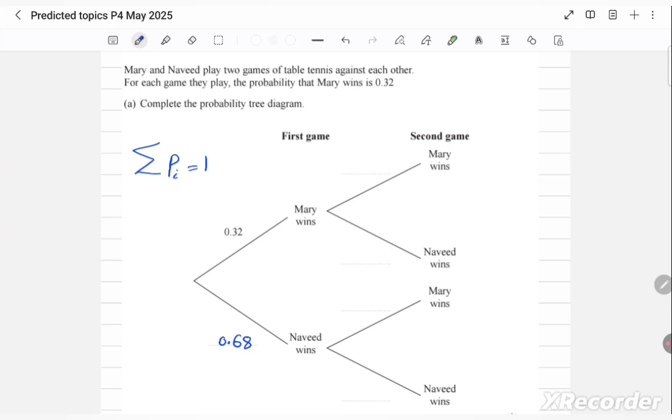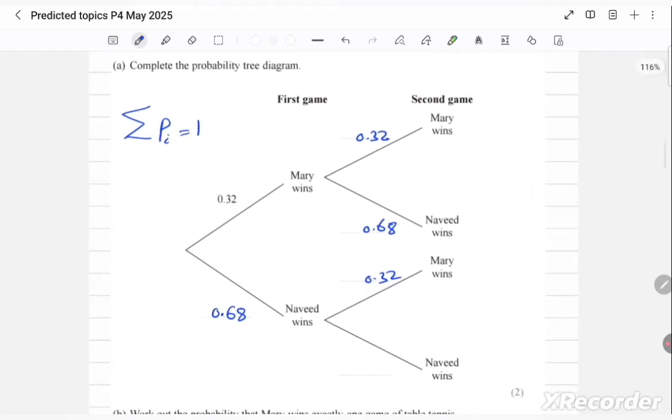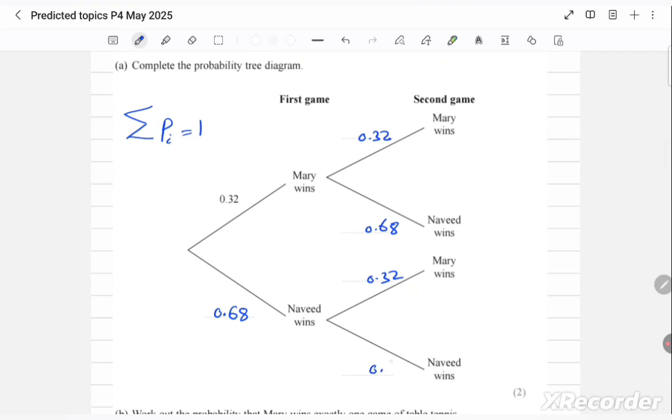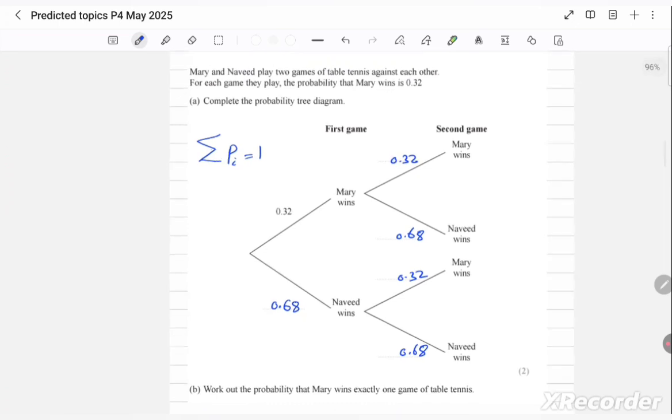Now let's continue for the second game. They said that for each game they play, the probability, whether it's the first game, second game, or whatever, will be the same. It will be constant. So Mary wins, it's again 0.32, and Navid wins 0.68. It's fixed, it's the same.